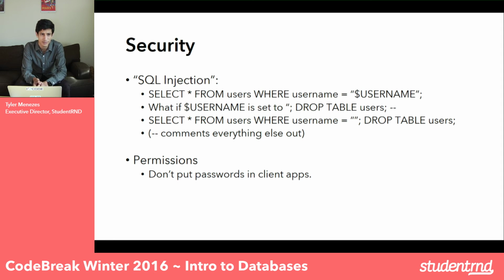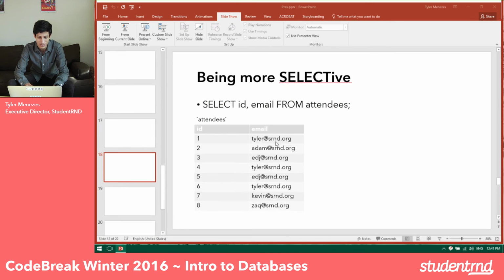Security is another reason why you don't want to generate SQL yourself. What happens if we had this query right here? Select star from users where username is equal to, and then some variable called username. Well, what happens if we set username to quote, semicolon, drop table users, semicolon, dash dash? Here's what our query looks like now. Select star from users where username is equal to, quote unquote, semicolon, drop table users. And then the dash dash basically means start a comment, so it's going to comment everything else out.